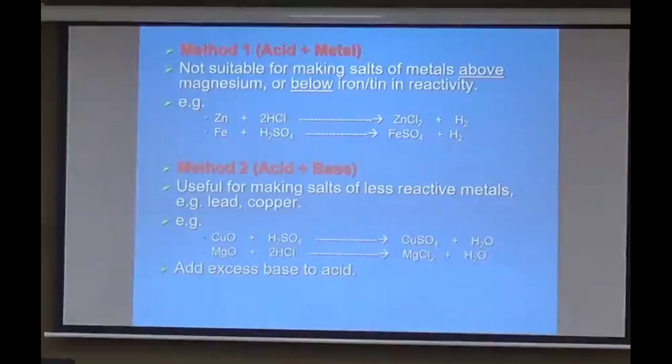Like acid reacting with metal, they have given us two examples here. Zinc reacts with hydrochloric acid to form zinc chloride and hydrogen. Zinc chloride is a salt. Iron reacts with sulfuric acid to form iron sulfate. Iron sulfate is a salt. Then the reaction of acid and base, again two examples: copper oxide and sulfuric acid forming copper sulfate, which is a salt, and magnesium oxide reacting with hydrochloric acid forming magnesium chloride, which is again a salt. So here they have given examples of two categories, metal with acid and acid with base. In both cases, salt is one of the common products.